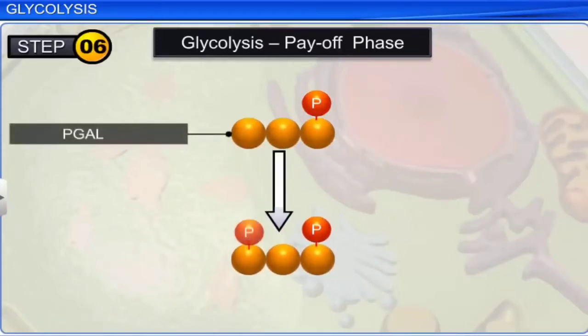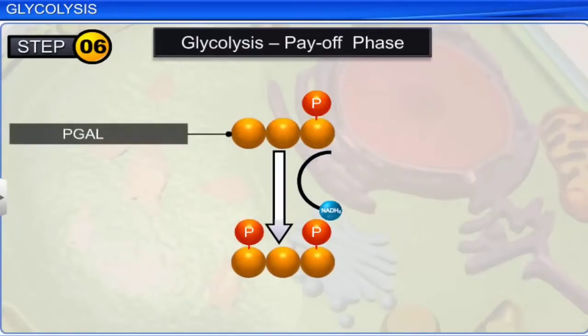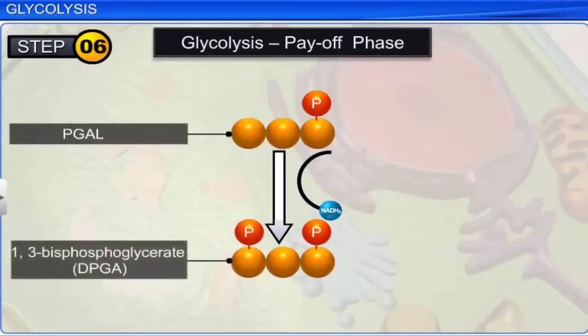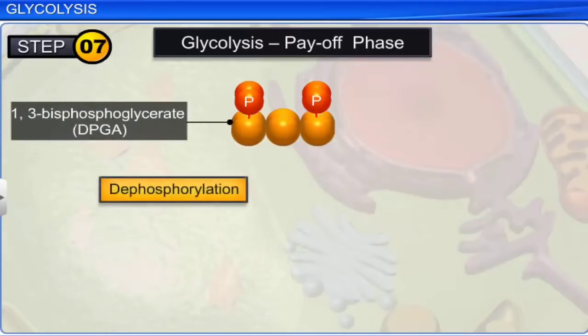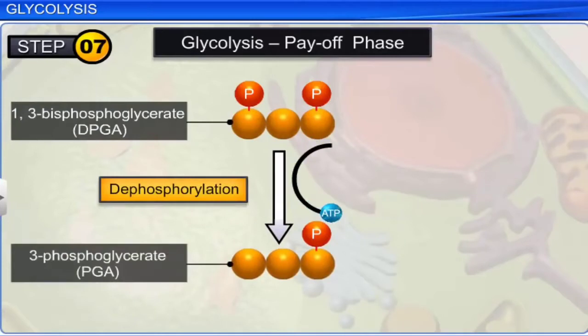The payoff phase starts with the phosphorylation of PGAL using inorganic phosphate to form 1,3-biphosphoglycerate or DPGA. The two redox equivalents removed from PGAL are transferred to NAD+ to form NADH2. The DPGA thus formed undergoes dephosphorylation to form 3-phosphoglycerate or PGA. This is an energy-yielding step as the phosphate released from DPGA is captured by ADP to form ATP molecules.